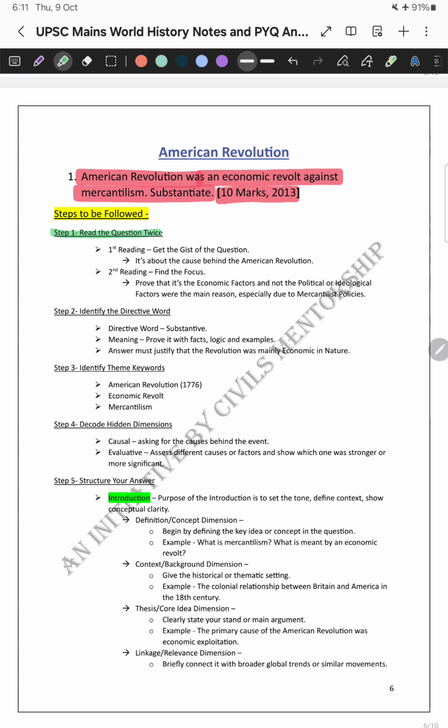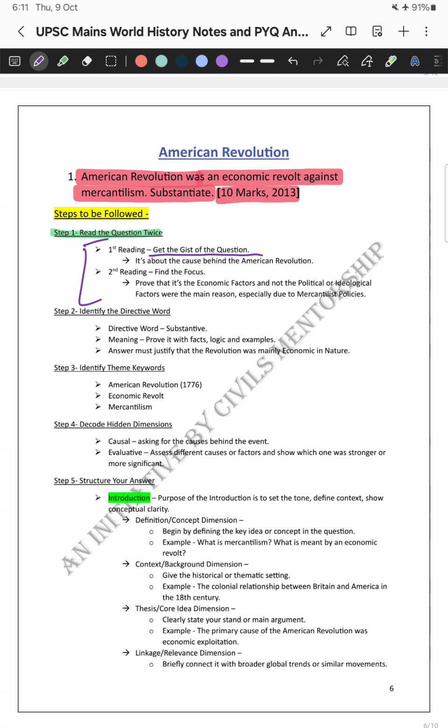What does this mean? First things first, never jump into writing immediately. As I mentioned, read the question twice. In the first reading, just get the gist of the question. Just understand what the question is broadly about.